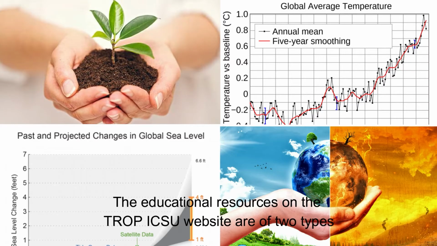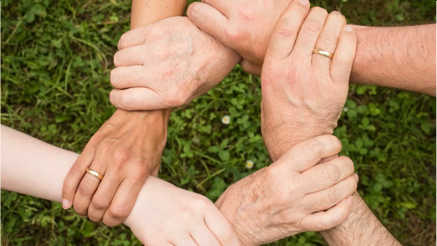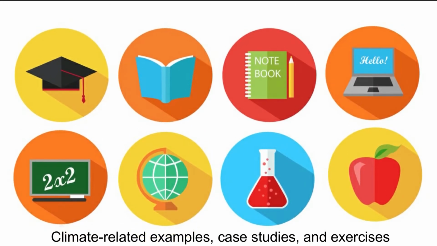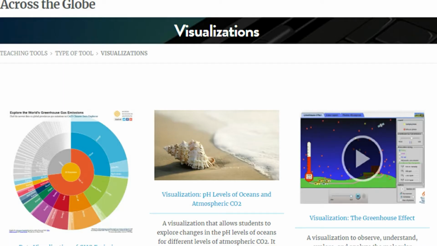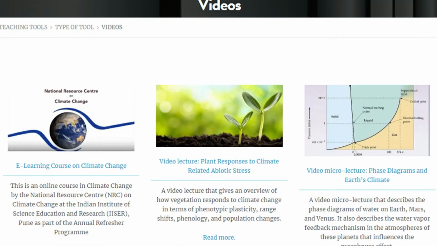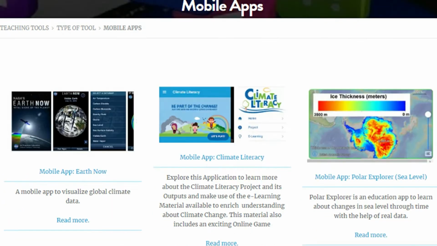Educational resources on the TROP ICSU website are of two types: teaching tools and lesson plans. These resources can be used to teach various topics in the sciences, mathematics, social sciences and humanities by using climate-related examples, case studies and exercises. A teaching tool is typically a single computer-based tool such as an interactive visualization, a model or simulator, a video micro-lecture, a classroom or laboratory activity, or a game or mobile app.